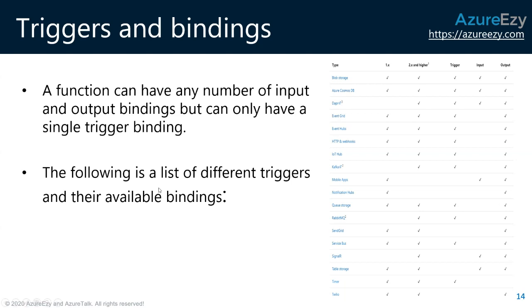So these are the triggers and bindings supported by Azure Functions. Like I said, blob storage, Cosmos DB, event grid, event hubs. I think we have 2 versions of Azure Functions.